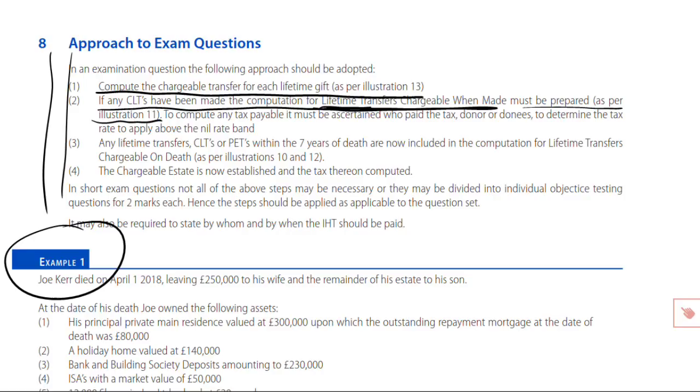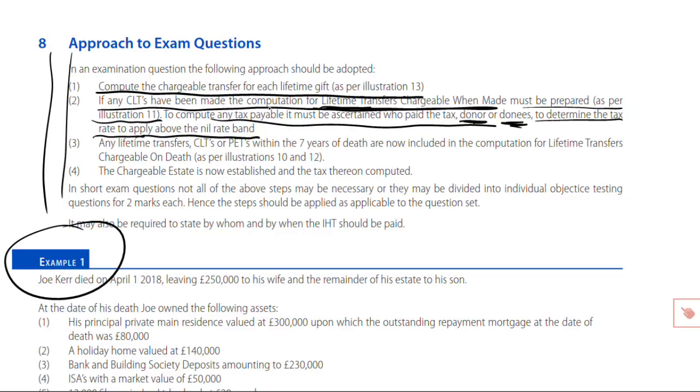To compute that tax payable, you had to ascertain who paid the tax. Was it the donor or the donees? That determines the tax rate to apply, but you only apply either the net rate, 25%, or the gross rate, 20%, where you go above the available nil rate band in the year in which the CLT was made. Remember, it's a cumulative donor-based tax. When dealing with CLTs, you work over a cumulative 7-year period as regards the availability of any amount of nil rate band.